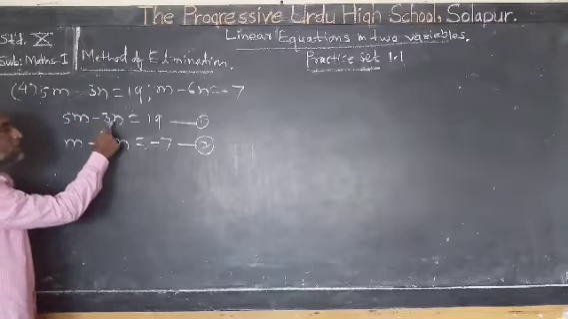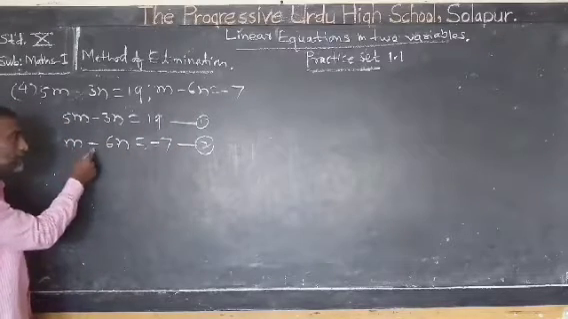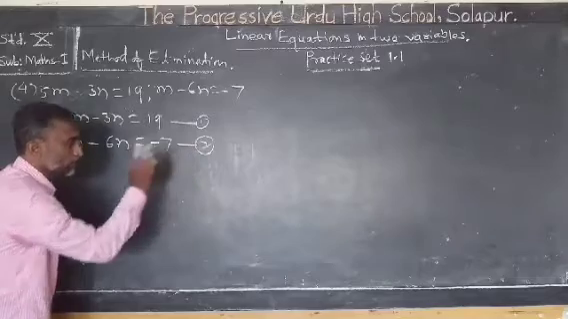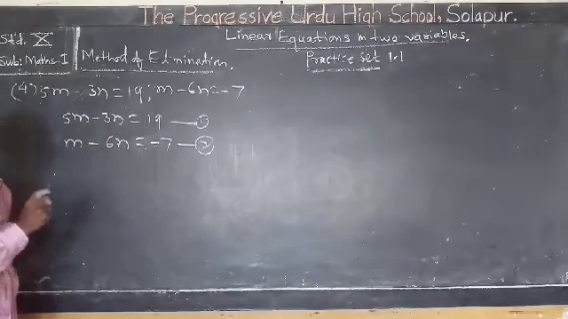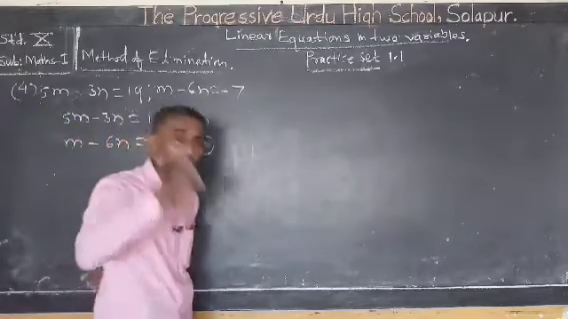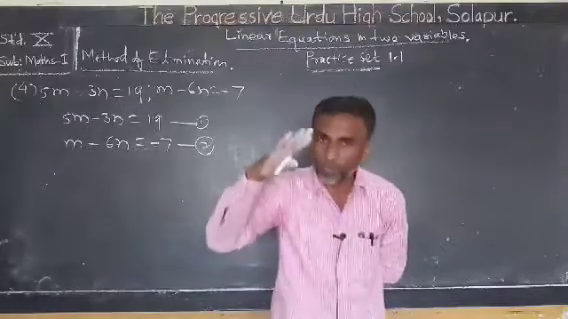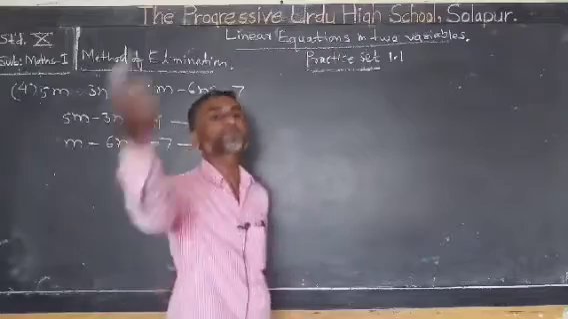5m minus 3n is equal to 19. This is equation number 1. m minus 6n is equal to minus 7. This is equation number 2. Now out of these two, take the simpler one and find the value of one variable in terms of the other. For example, value of m in terms of n or value of n in terms of m.